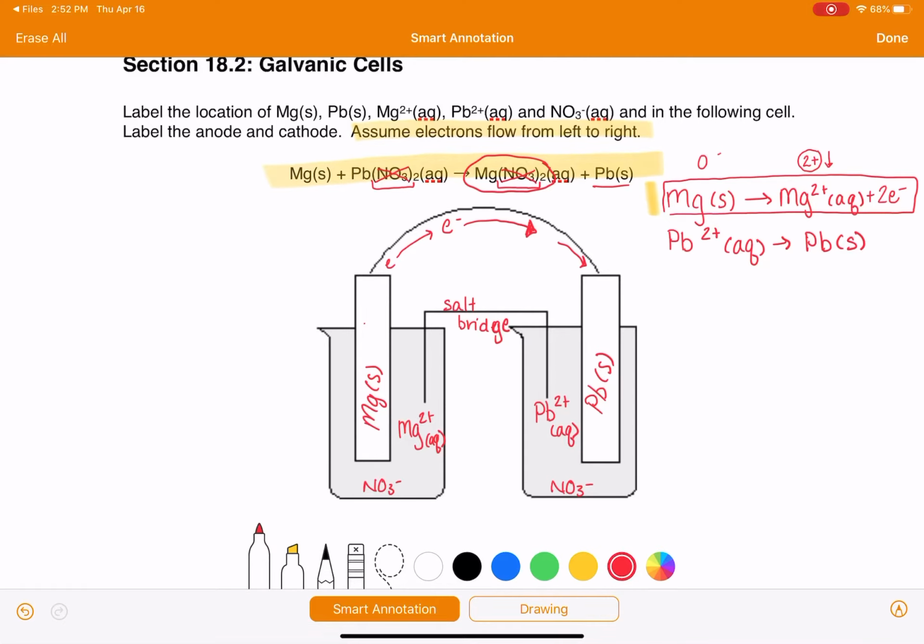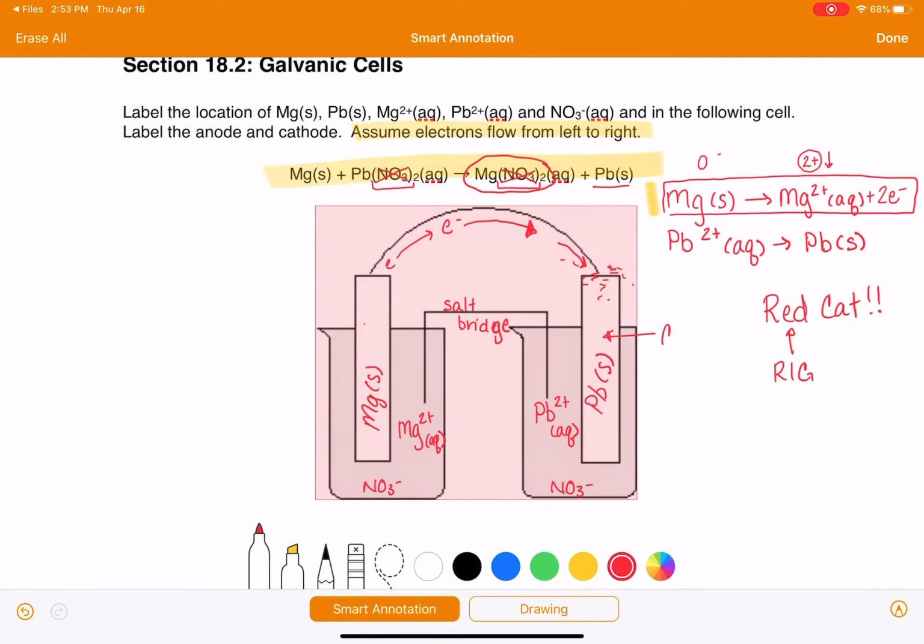Oh, we have to say which is the anode and which is the cathode. So we're going to remember red cat, which means that the reduction is the cathode, and we're going to remember oil rig, reduction is gain. This side is the side that's gaining the electrons. They're coming down the wire over to this side. So this is the cathode, and this side is the anode.